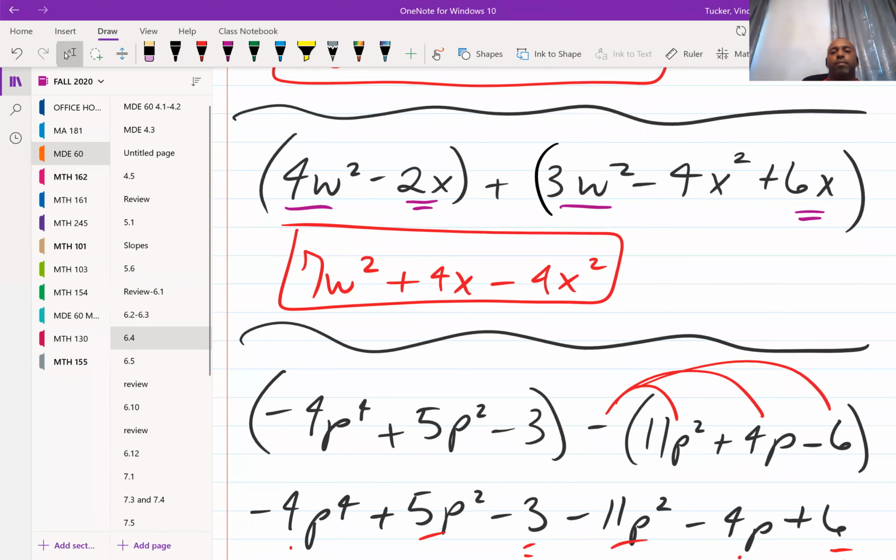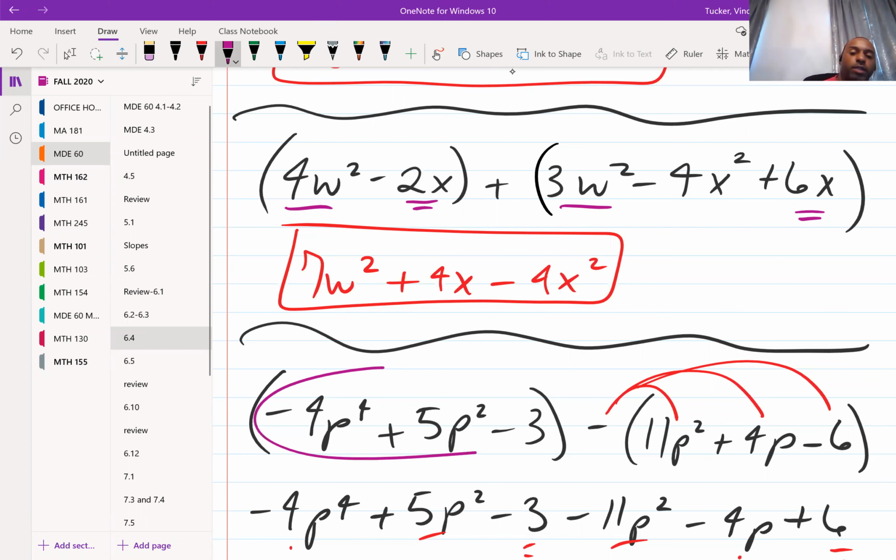All right, so now we're looking at subtraction. Subtraction is the same thought process, it's just that the minus sign adds an extra step. So we have negative 4p to the fourth plus 5p squared minus 3, minus the quantity 11p squared plus 4p minus 6. Whenever you have that minus sign sitting in front of parentheses, you have to distribute it, and that's going to change every sign in that parentheses.